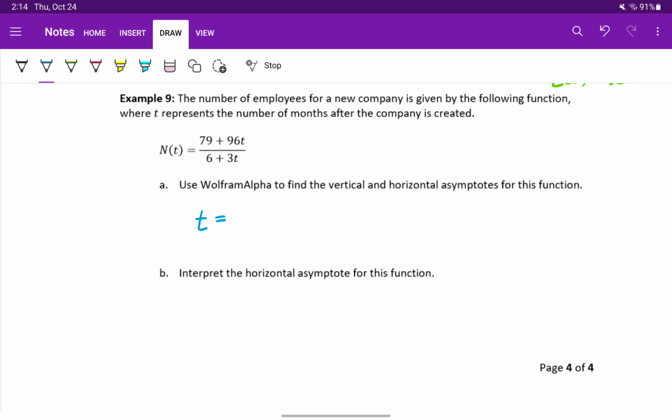So our vertical asymptote in this case would be t equals -2, which would be very similar to saying x is equal to -2. We've just changed the variable name. And then our horizontal asymptote would be at n equals 32, or stating that as an equation, y equals 32.